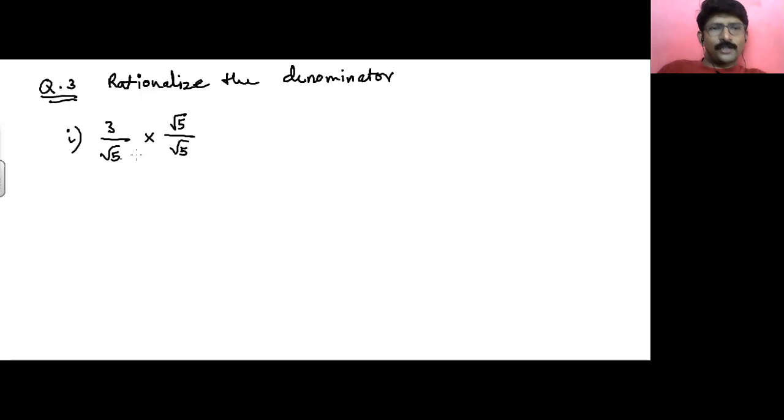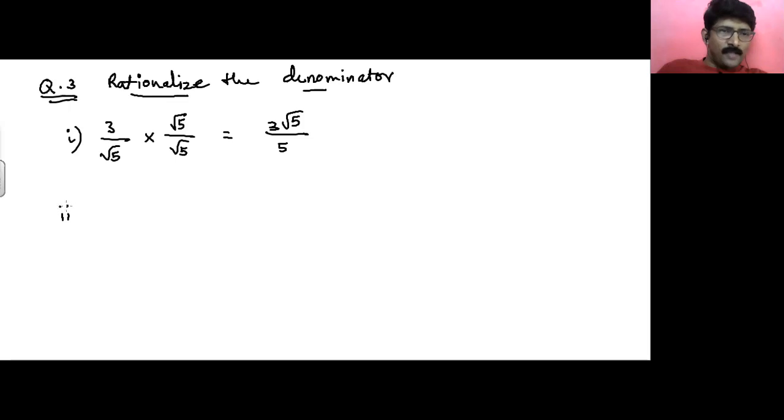So what is the lowest rationalizing factor of root 5? Root 5. So that's the reason we multiply both the numerator and the denominator of this given fraction with root 5. So this will turn out as 3 root 5, and root 5 into root 5 becomes 5. That's it. So here, if we look at the denominator, it's a rational number. And that is what the question means. Rationalize the denominator means we have to remove that irrational number from the denominator.